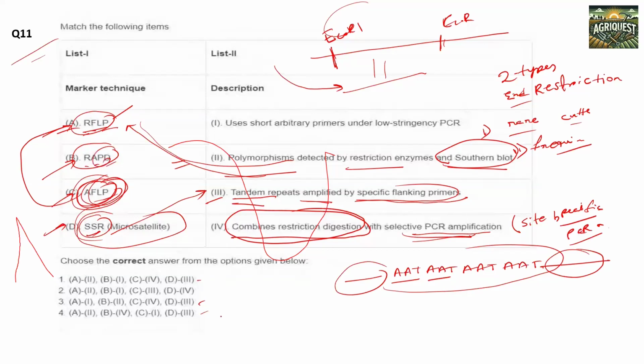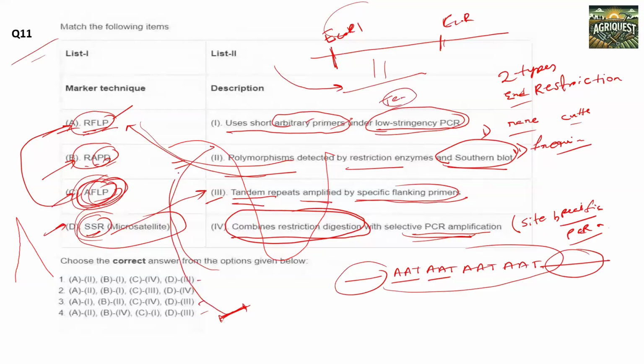And in RAPD, what is done? Only random markers of up to 10 or 20 nucleotides are used, and after that PCR is done. This is the use of a short arbitrary primer. Arbitrary means a random primer is used under low stringency PCR. Low stringency means the temperature will be low and other stringency conditions reduced so that the primer can bind with the DNA. So what is the correct answer? SSR is equal to D is equal to 3.